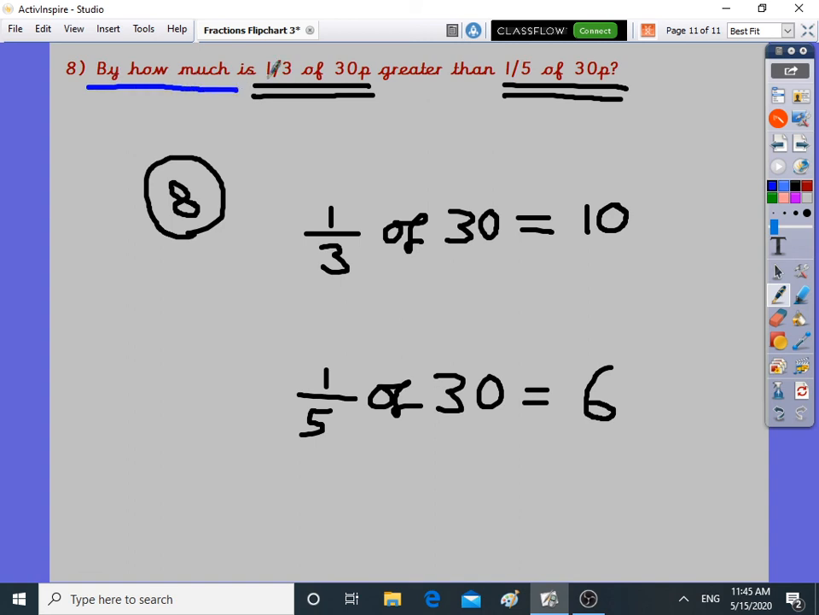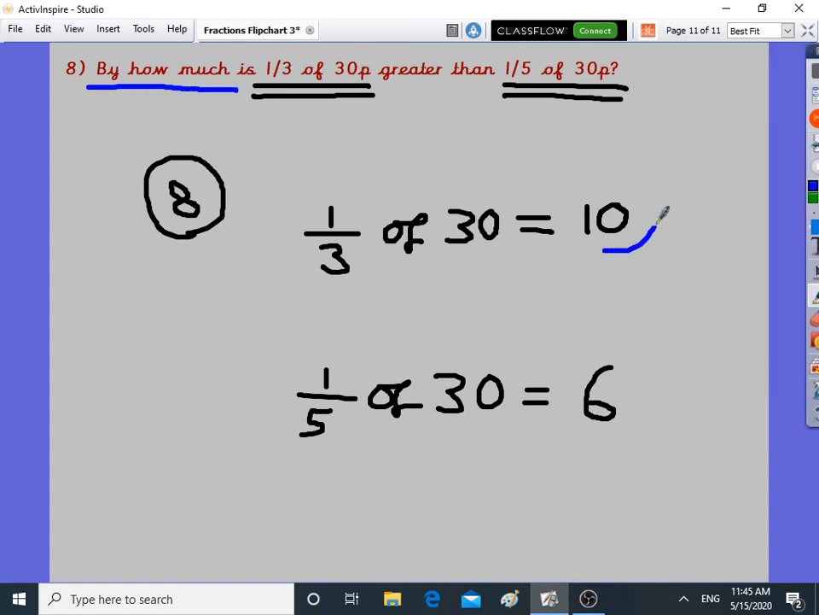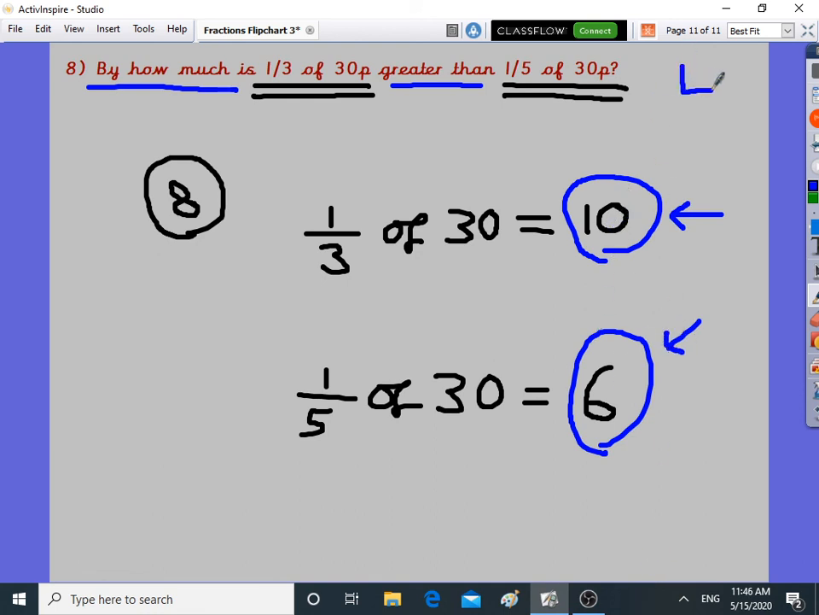By how much is 1/3 of 30 greater than 1/5 of 30? By how much is this greater than this? It's actually 4 more, isn't it? It's 4 greater. So the answer is 4p. 1/3 of 30, 10p, is greater than 1/5 of 30, 6p, by 4p.